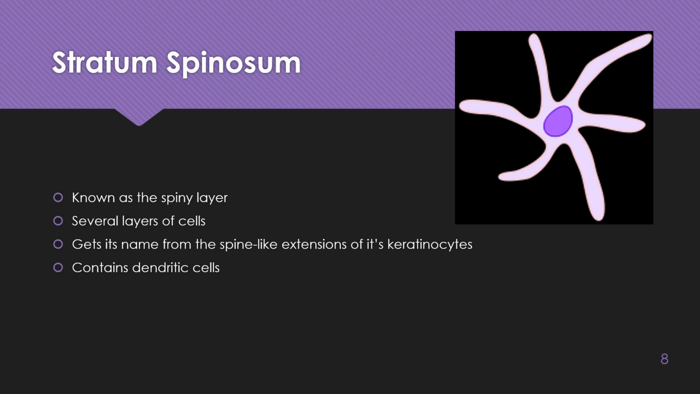So again, what's going on in this layer? We've got spiny types of cells that are going to have spine-like extensions, and we also have dendritic cells, which are going to serve as an immune function within this layer. And again, this is the second layer. It's next in line, right above the stratum basale.